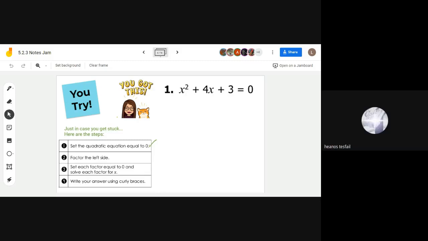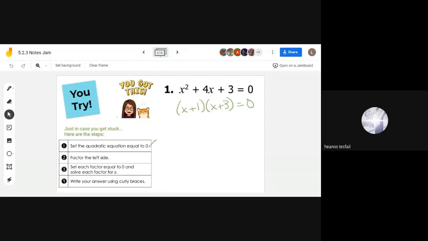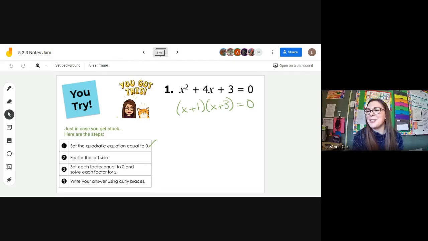I got, for the factors, x plus 1 and x plus 3. Perfect, Henos. And why are x plus 1 and x plus 3 the factors? Because 1 plus 3 equals 4, and 3 times 1 equals 3. Perfect. Good job, Henos. You can turn off your mic. You did great. So then from here, we have to solve our two one-step equations.